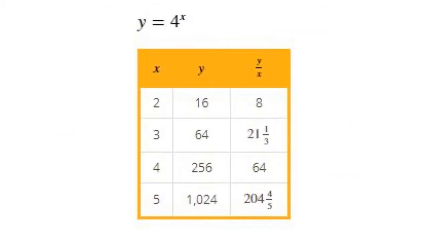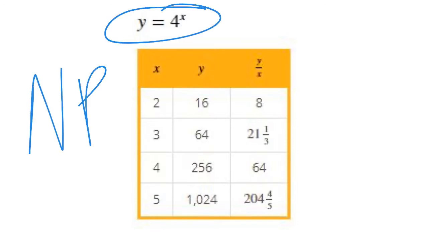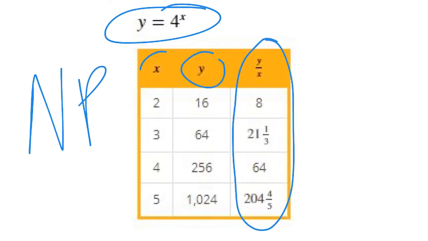Proportional or non-proportional? Not proportional. It doesn't have our setup. It does have the x, but the x is an exponent. And when we look at our constant of proportionality, which is looking at our y compared to our x, we don't get the same number.